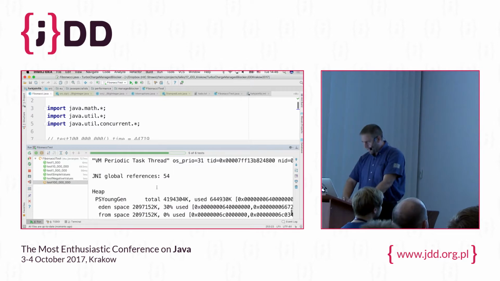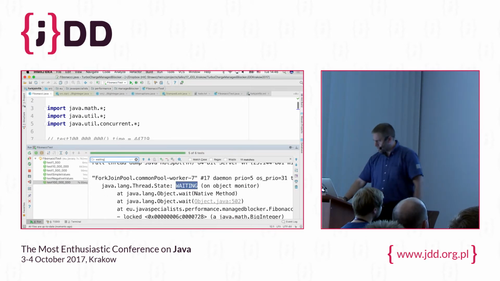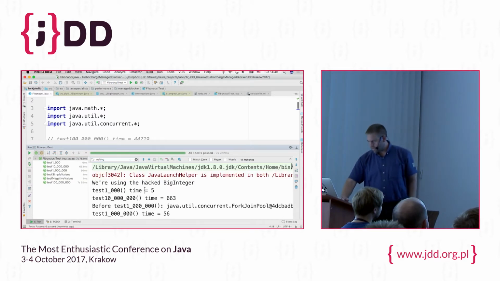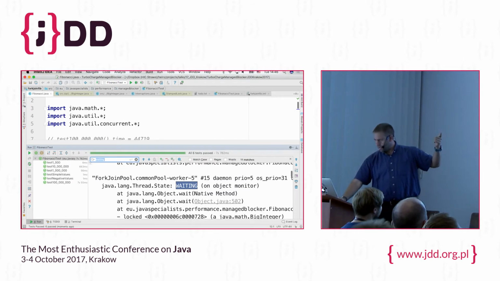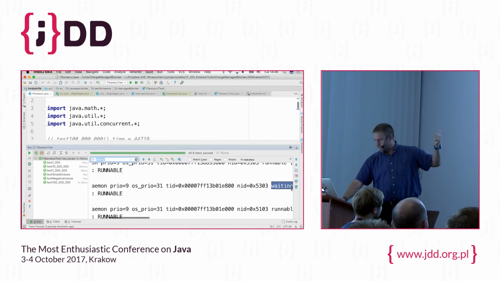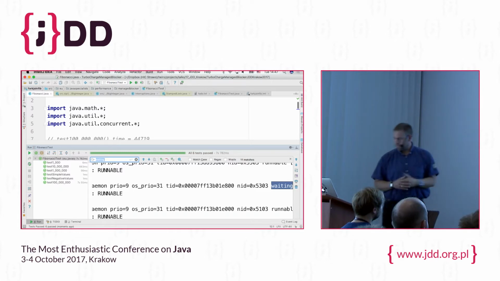So the thread dump at the beginning, if you look, you'll see there are quite a few threads. These are common pool worker threads, which are in the waiting state. So that's 1, 2, 3, 4, 5, 6 threads waiting. We don't want that. We don't want threads waiting. So if you have threads waiting, you're not going to have the desired parallelism.